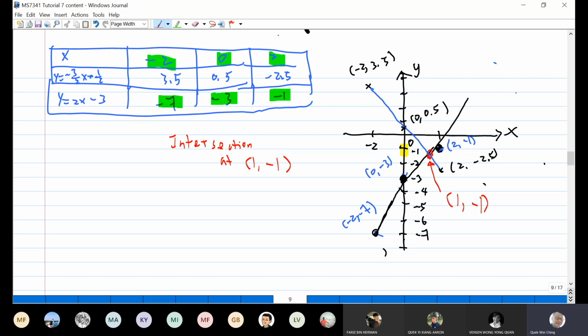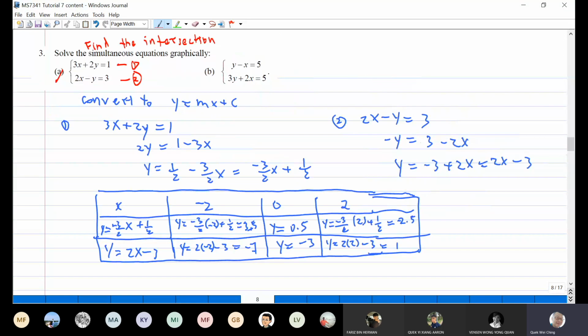This type of question will always ask you how to get a graph, how to draw the graph. So what is the process of getting a graph? First thing, you must get an equation. So from here, you get the equations first. There are two equations in this case: first equation, second equation.